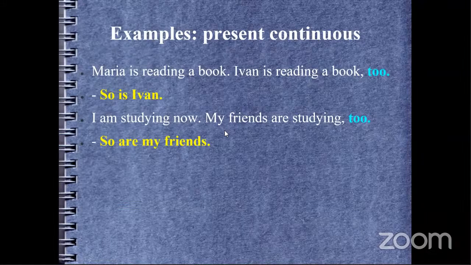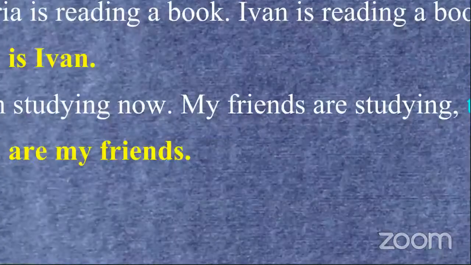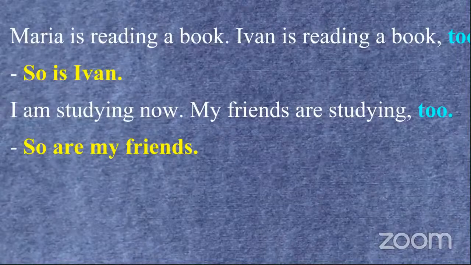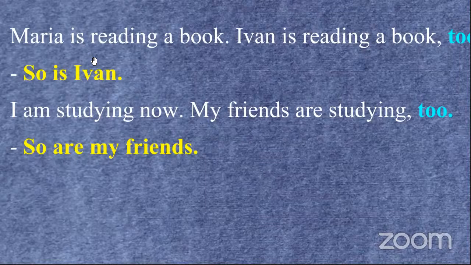Look at this. We have more examples. Please try to understand. In the first sentence, we have two people.